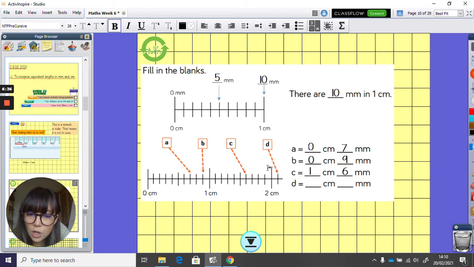Now D is just over. Can you see the long line here? It says 2 centimetres. So we can see that that's 2 centimetres. But how many millimetres is it? 2 centimetres and 1 millimetre, because it's just over 2 centimetres. Hopefully you got those right. Tick them if you have, and let's move on to our next question.